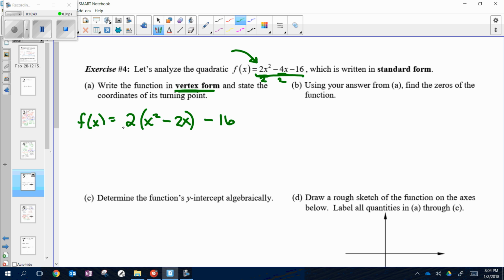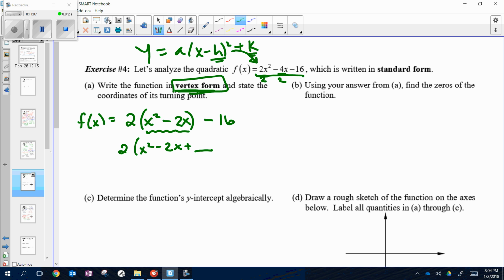So now I'm going to complete the square on the stuff that's inside the parentheses. I'm trying to get vertex form. y equals a(x minus h) squared plus k. That's the form of vertex form. So I got to complete the square here. 2(x squared minus 2x plus blank) minus 16. To fill in that blank, I start looking at these factors, x and x. Split that negative 2 in half, minus 1 minus 1. That's going to be (x minus 1) squared.